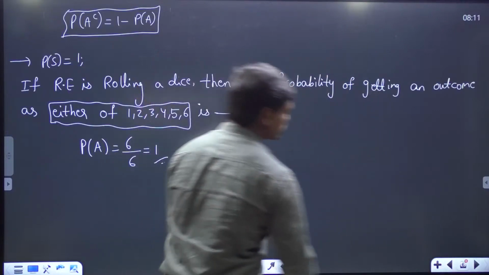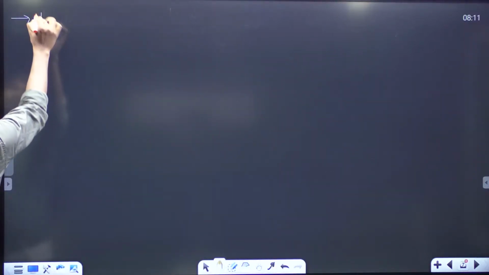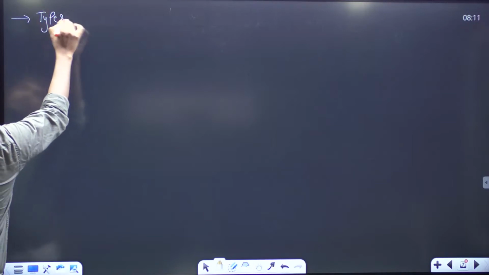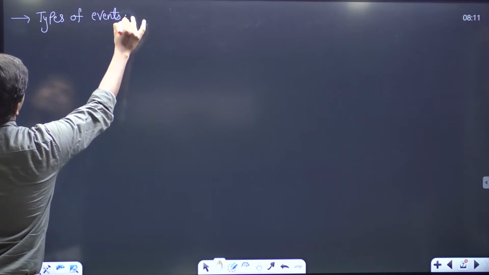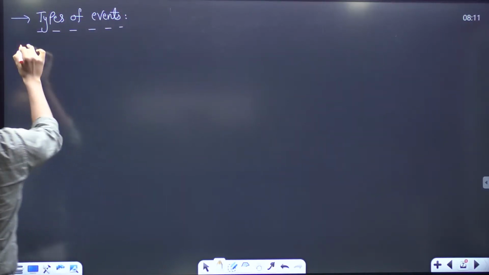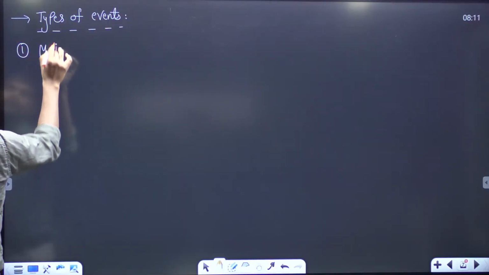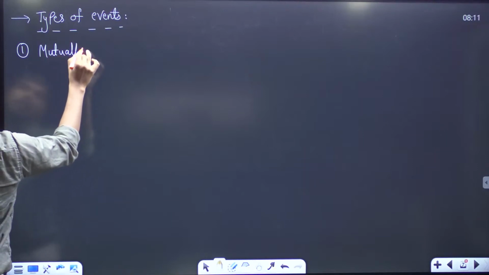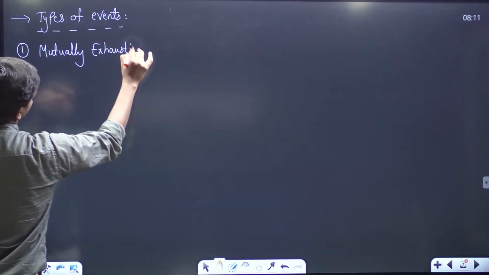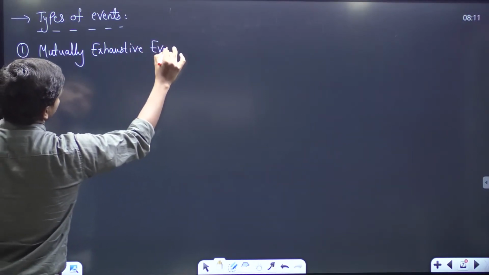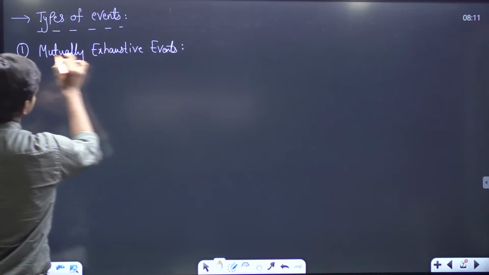Now, if you understand this much, we'll go for something called types of events, which is really important for problems in GATE. Types of events. First one, mutually exhaustive events.